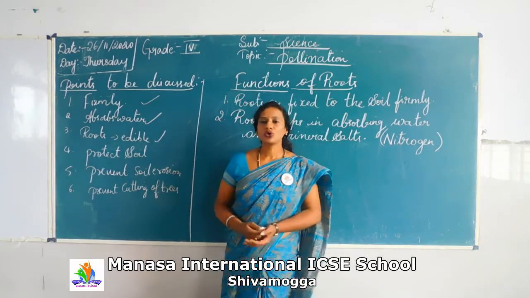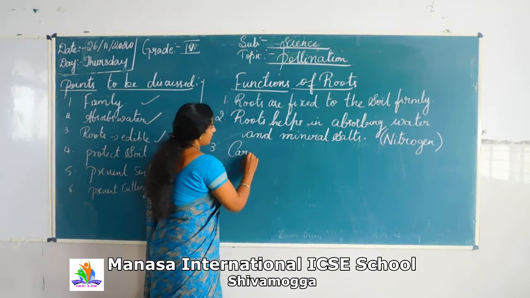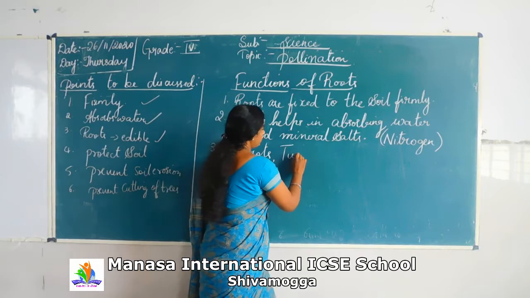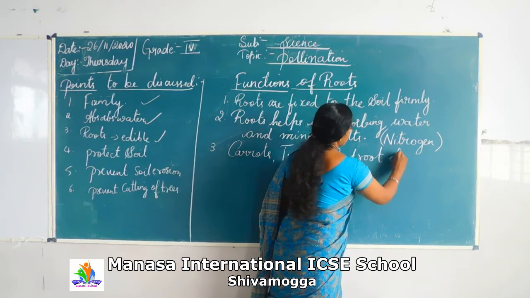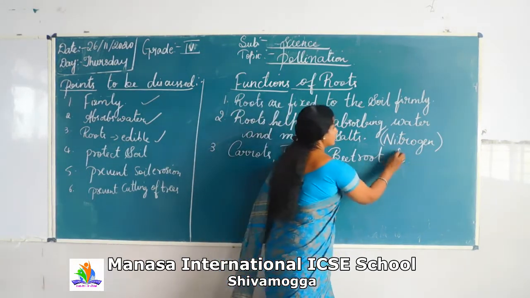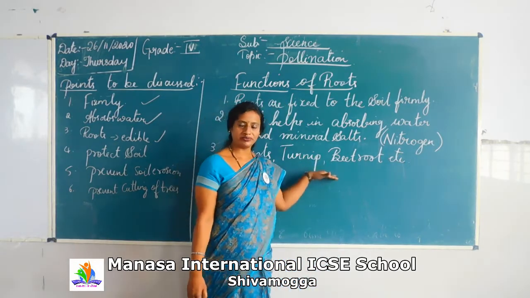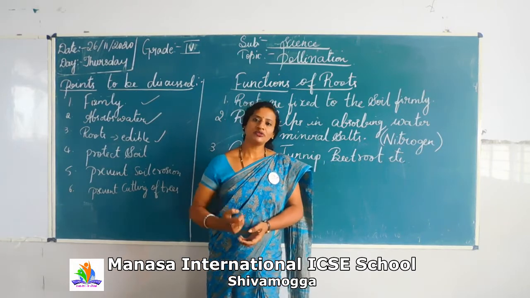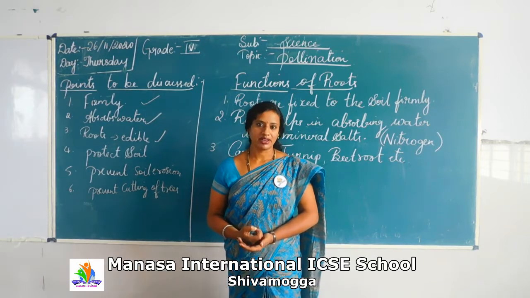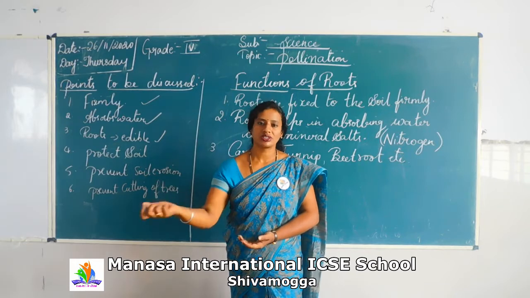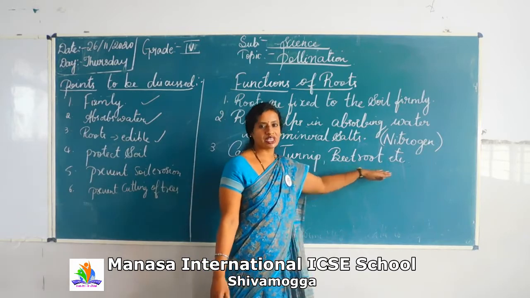Next, roots are edible. Some roots like beetroot, etc. The food items which are edible are nothing but the root part of the plant body. I mean to say that in some special varieties of species and plants, some roots are edible. Edible means we can eat. We can use it in cooking. That is carrots, turnip, beetroots, etc.